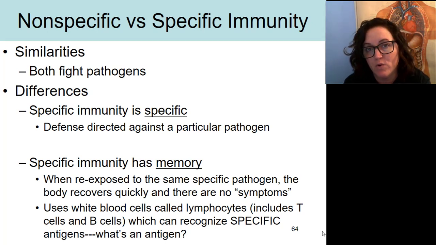When we are re-exposed to the same pathogen, the body recovers very quickly, and there are usually no symptoms associated with encountering that pathogen. This is through the use of memory cells. So we have certain lymphocytes, memory B cells and memory T cells, that basically it's their job to stick around for a long period of time. And if we encounter the pathogen again, they very quickly start up our specific immune response. And it's so quick and it's so effective that we don't even know that we were ever encountering the pathogen.